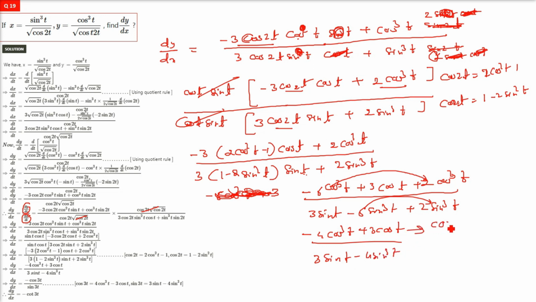So this is cos 3t. If we take the negative out, it will be cos 3t. And in the denominator, it will be simply sin 3t. Negative is already there. Cos 3t by sin 3t is minus cot 3t. Minus cot 3t. Okay.